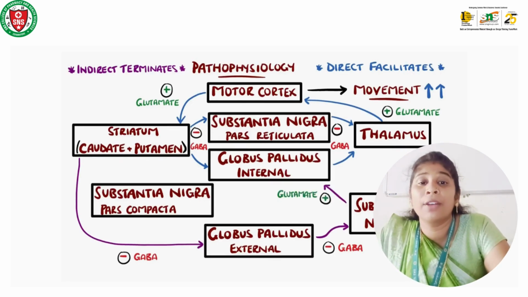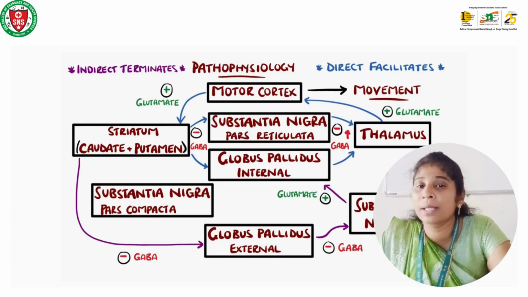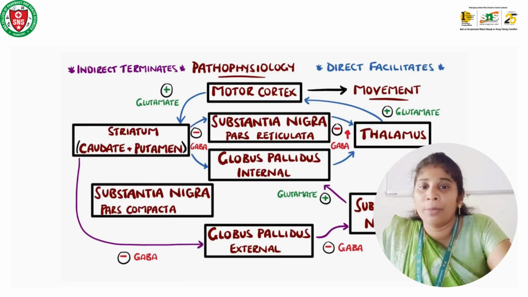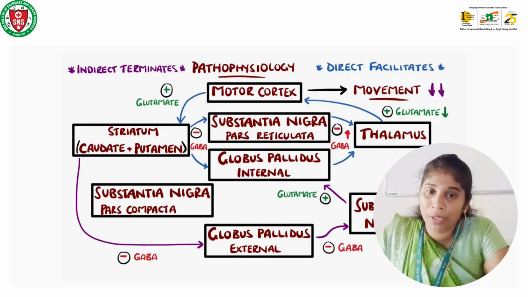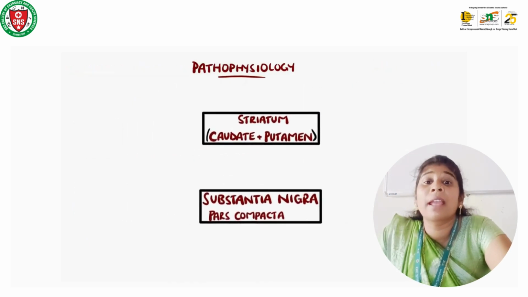A high fiber diet helps with constipation. Exercise and yoga help maintain the mobility and flexibility of a Parkinson's person. So these are the non-pharmacological actions. Today we discussed the definition, pathophysiology of Parkinson's, and the treatment, diagnosis, and symptoms.